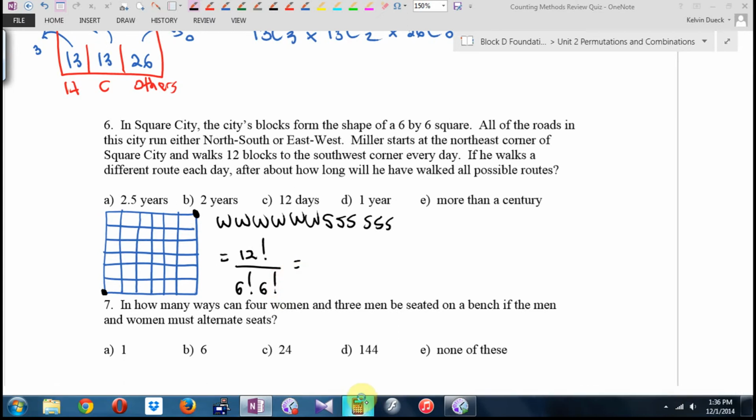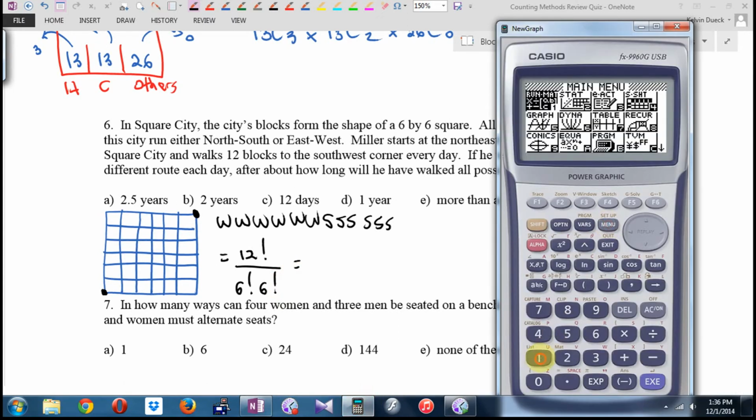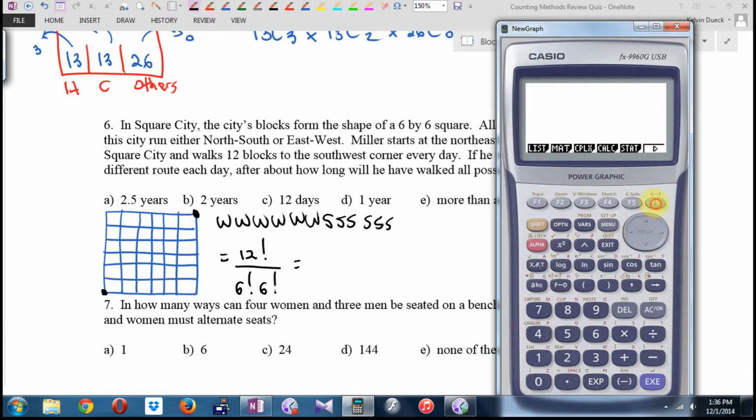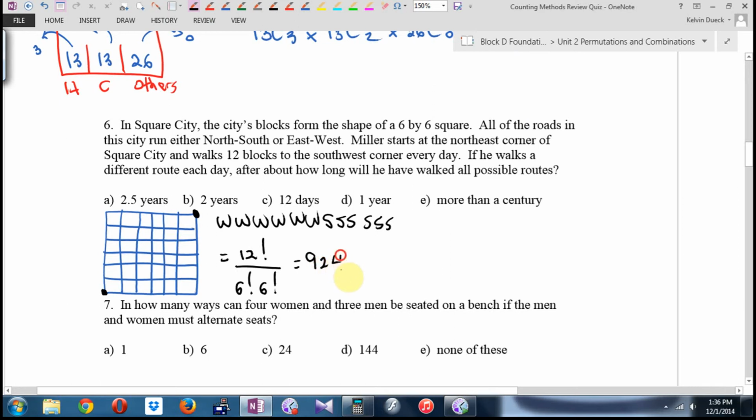The total number of ways that I can travel is going to be 12 factorial divided by bracket 6 factorial, 6 factorial. Syntax error. Oh, I forgot the times. Okay, I got 924 different ways, but then it says if I walk a different route each day, about how long will it take? How would I find out how many days this will take me? Take that 924 and do what?